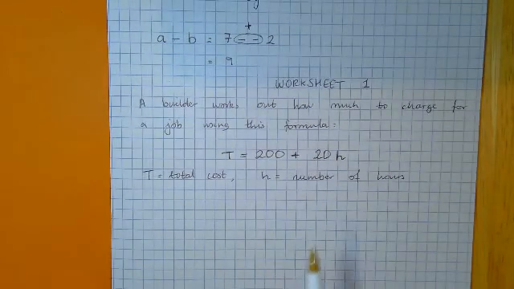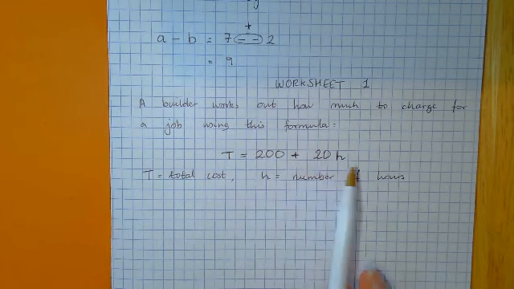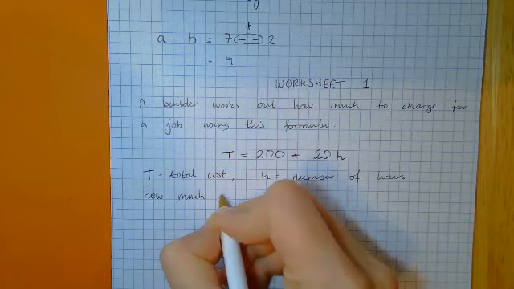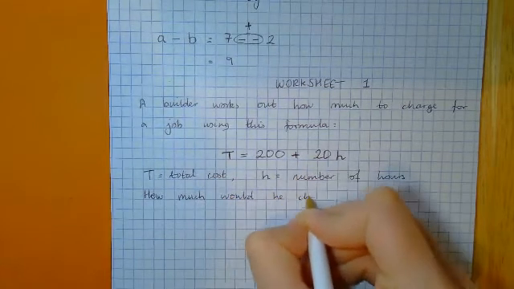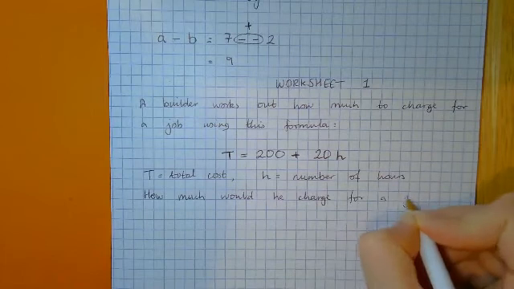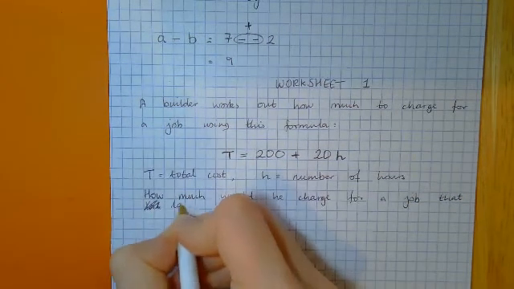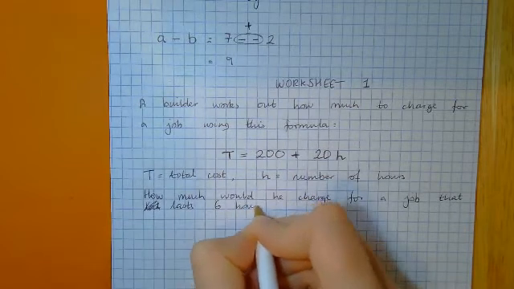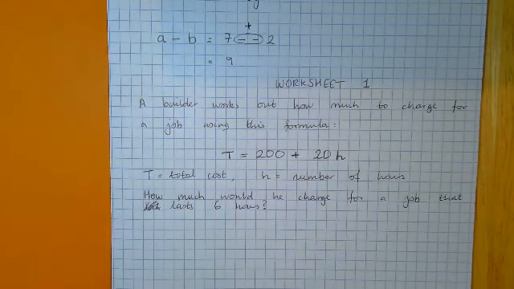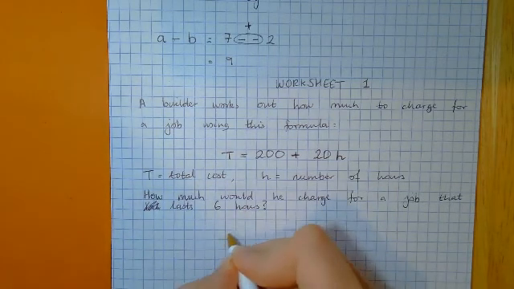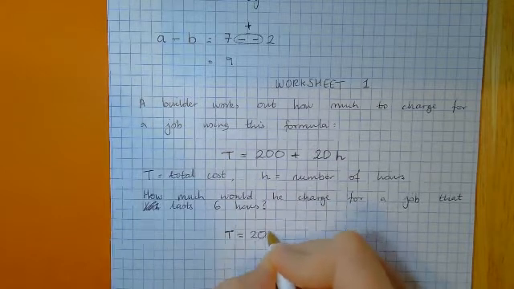Okay? So a builder works out how much to charge for a job using this formula. So T equals 200 plus 20h. And then the question might say something like, how much would he charge for a job that lasts 6 hours? Right, and this is still substitution. So this is still exactly what we've just been doing, but it's now substitution that's been mixed up in a load of words. So how much would he charge? So we want the total.